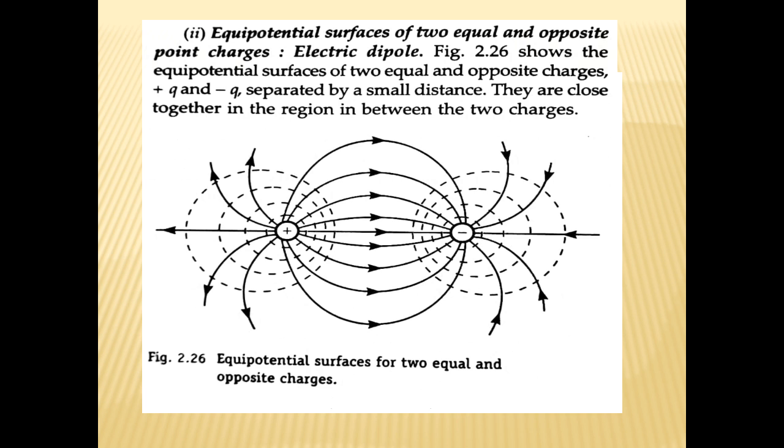Now equipotential surfaces of two equal and opposite point charges. The same concept will be utilized in this case also. Here you can see the equipotential surfaces are closer in this region because the electric field is stronger in this region. The same thing happens in this region also. You can see here equipotential surfaces are closer because the electric field is stronger.